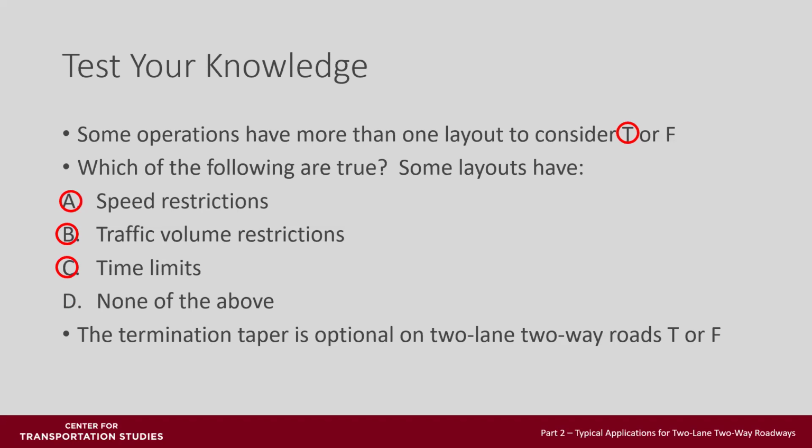Termination taper is optional on two-lane, two-way roadways. That is false. When you get to the end of that workspace, you need that 50-foot taper to ensure that drivers don't enter the work zone from that direction.